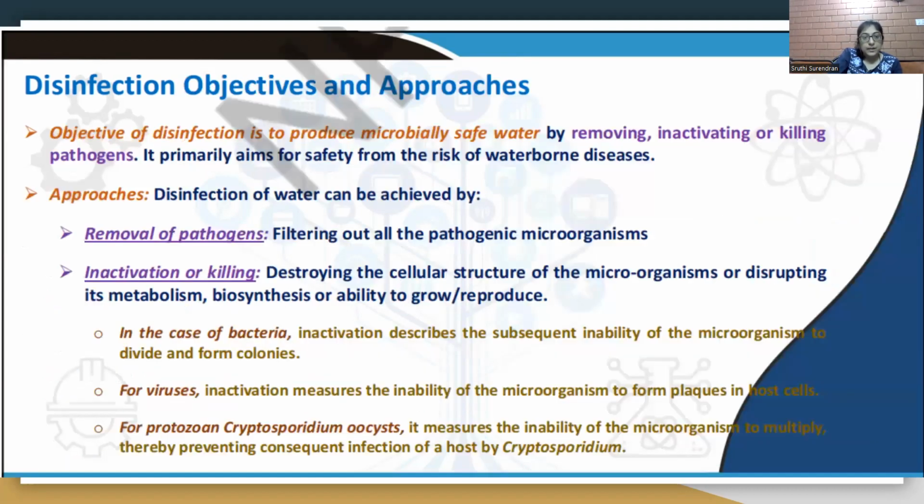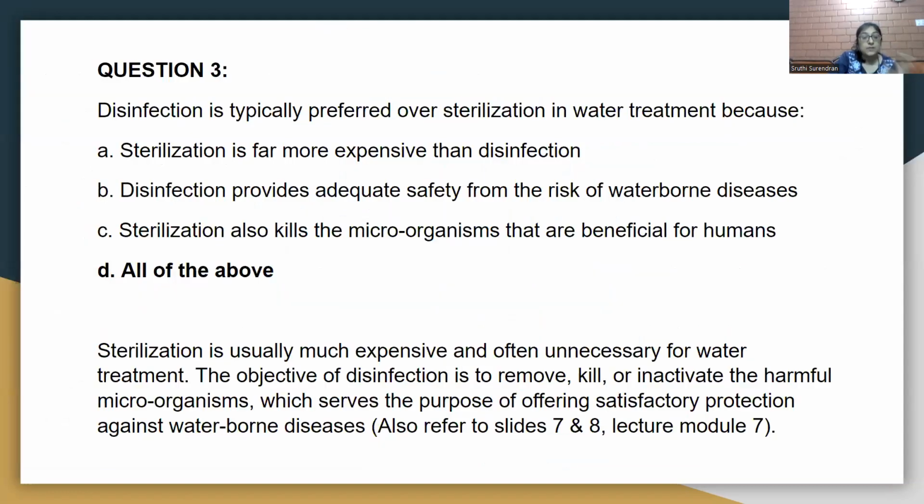So that is why disinfection is preferred over sterilization when it comes to water treatment. So the answer for this question is all of the above. Since sterilization is far more expensive than disinfection, disinfection provides adequate safety from the risk of waterborne diseases, and sterilization sometimes also kills the microorganisms that are necessary for humans. So all of the above is the reason for preferring disinfection in water treatment.